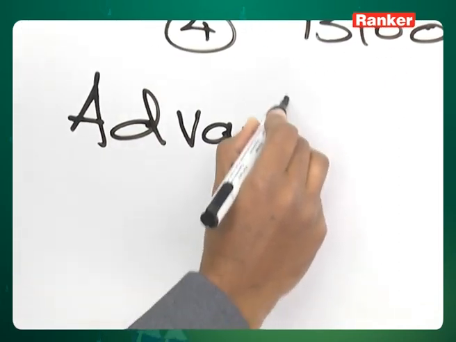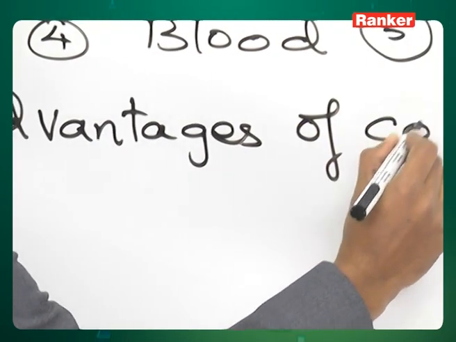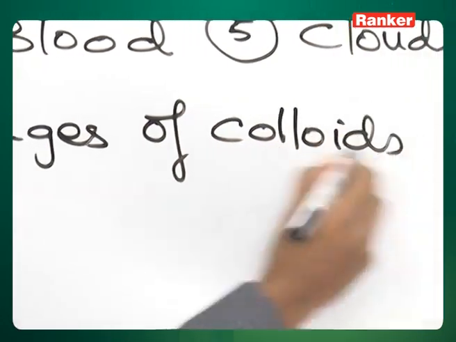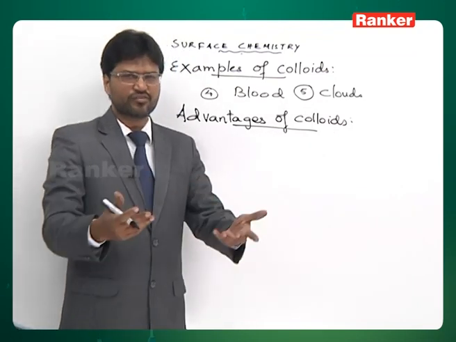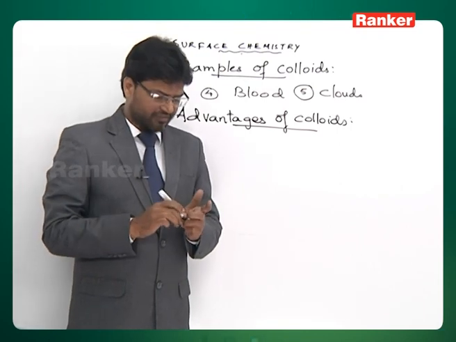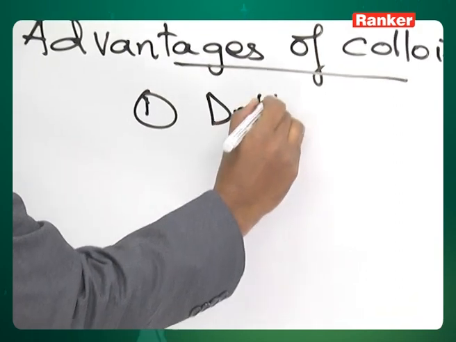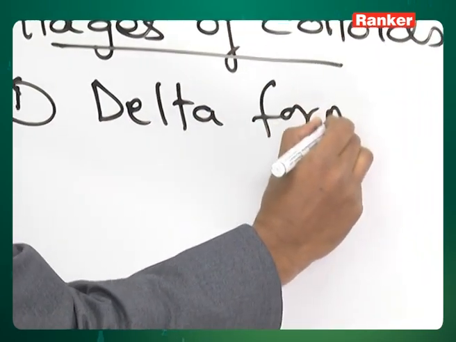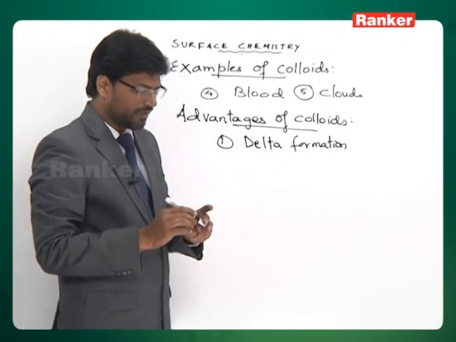Now, let us talk about few advantages of colloids. Sometimes the colloidal solutions as such are useful to us, and sometimes their coagulation will be of use to us. For example, number one, you can see delta formation. Delta formation is a case of coagulation.